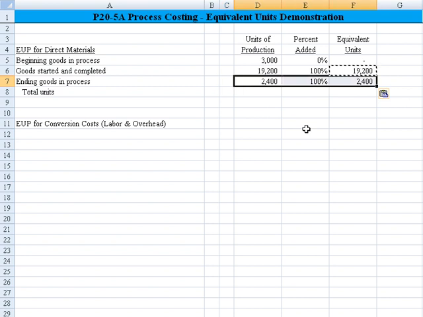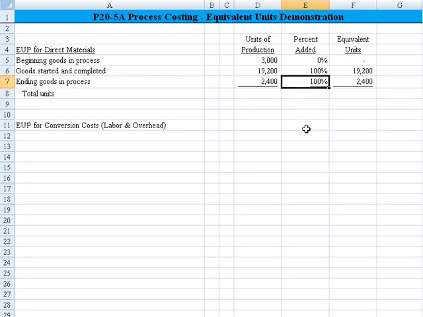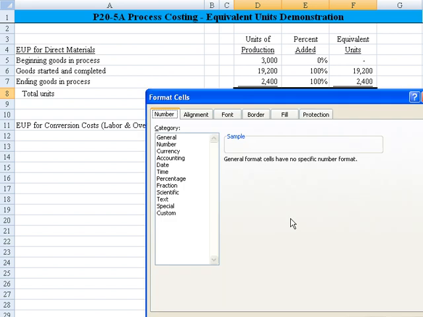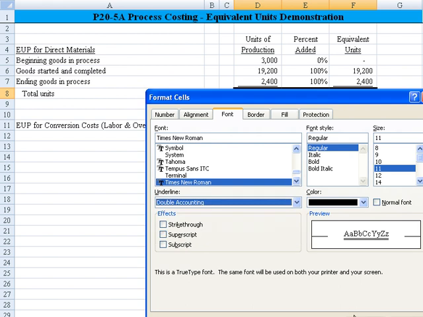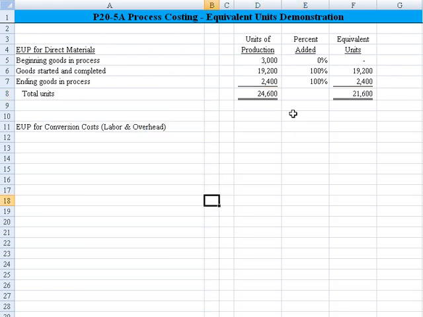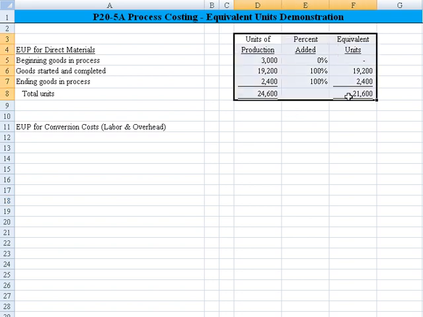Now, once we have that, we simply can do a quick summation. Okay, and we have 21,600 as the equivalent units. Now, let's just format those cells so that we know that that's a subtotal. And we'll do a double accounting one. Okay? Now, once we have that, we then can do the same work for the conversion costs.